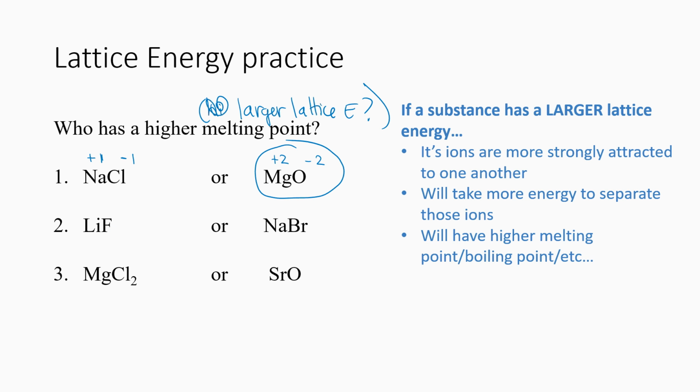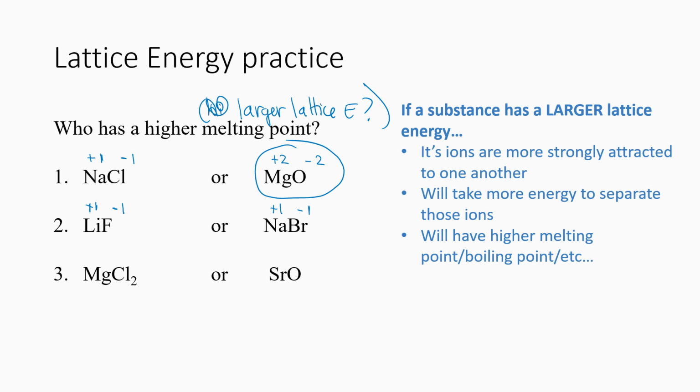Let's look at this one, lithium fluoride. Lithium is a +1 ion, fluoride is a -1 ion. Sodium will form a +1 ion, and bromide will form a -1 ion. So you might look at this and say, well, they're exactly the same. Now what do I do? Well, remember there's two variables we want to think about. We want to think about ion charge, and we also want to think about the ion radius.